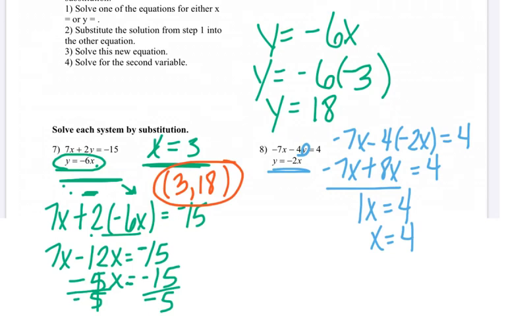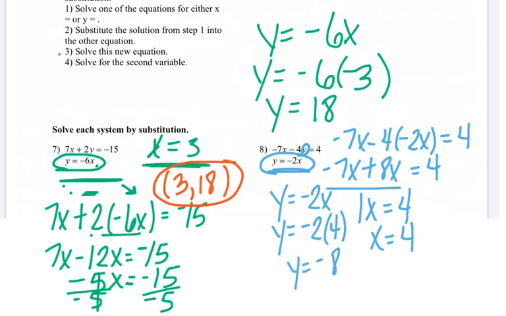Okay, so now remember at step 3, once we solve the new equation, then we solve for the second variable. So we're going to plug into y equals negative 2x. So y equals negative 2 times 4. y equals negative 8. So your answer here for this one is ordered pair 4, negative 8. And that's the solution of those two equations.